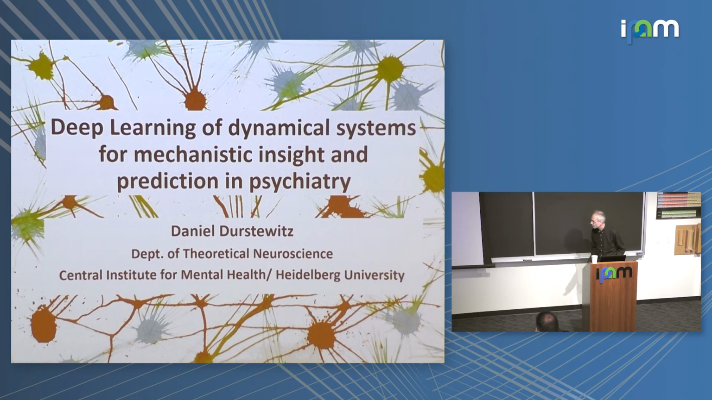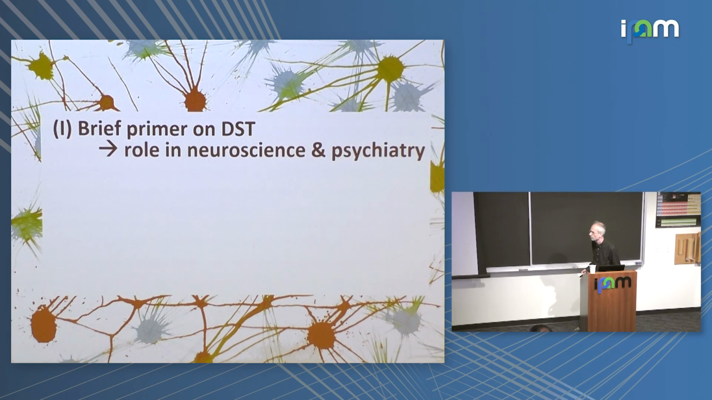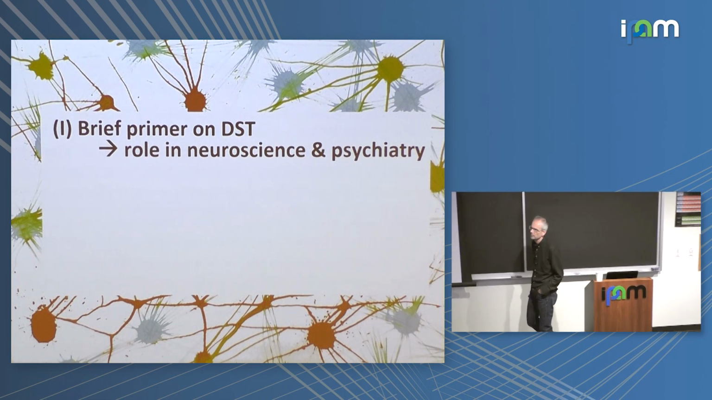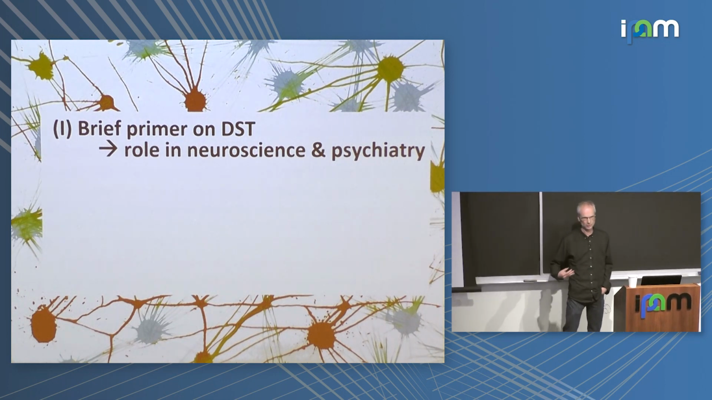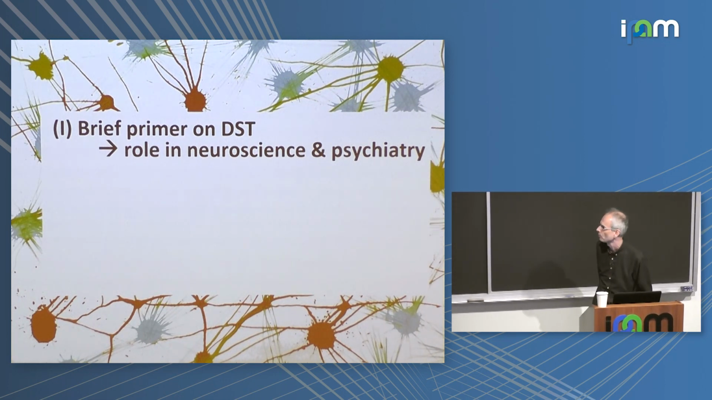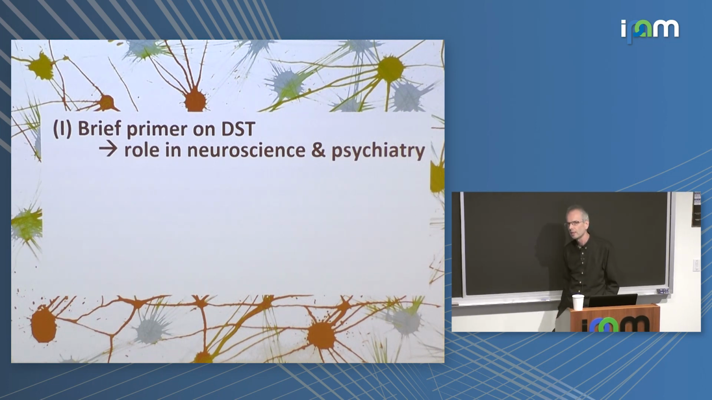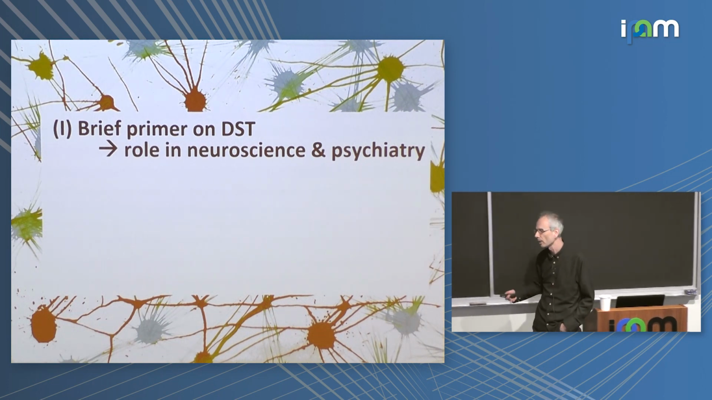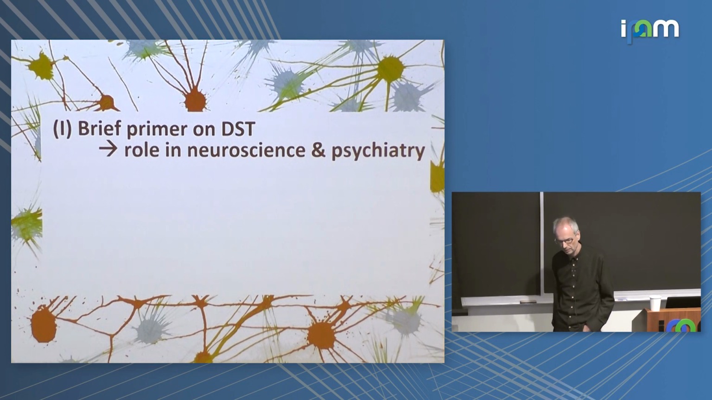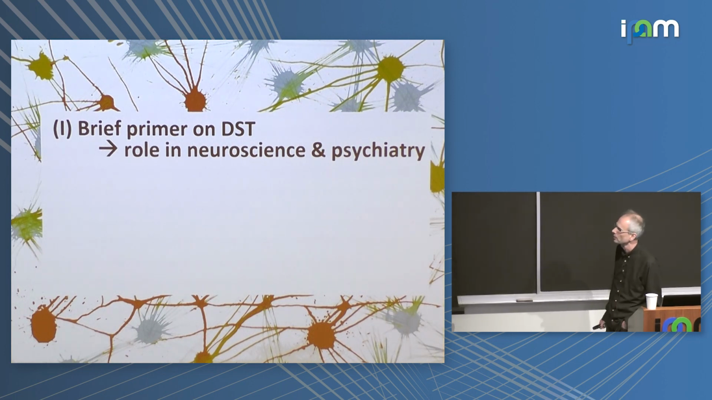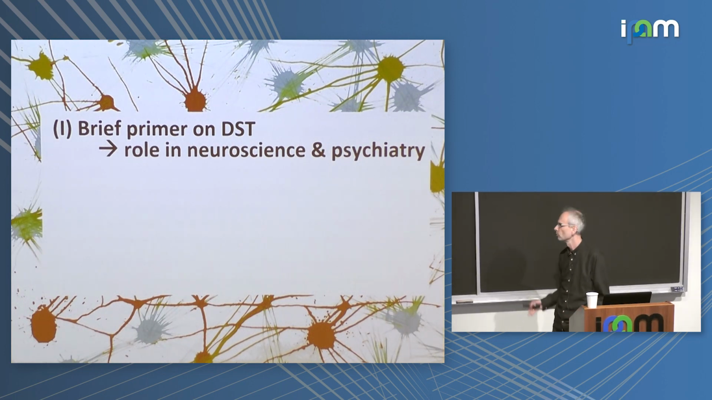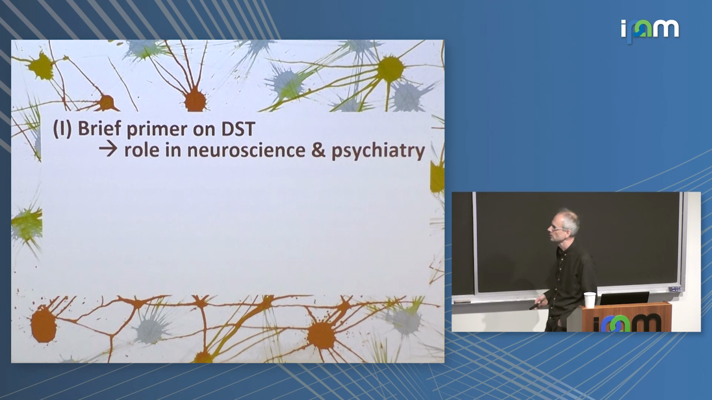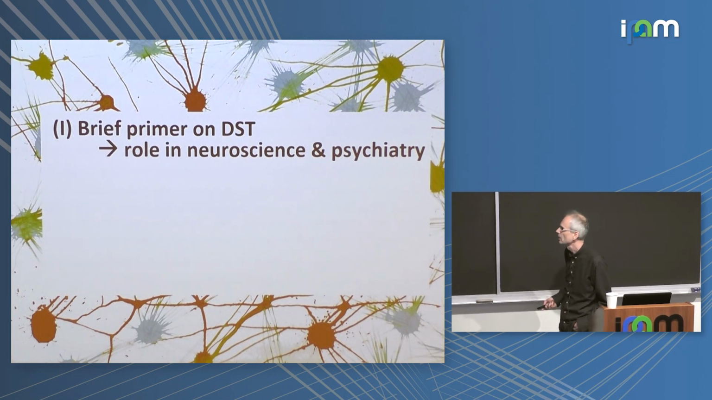Okay, so deep learning of dynamical systems. I want to start with a brief primer on dynamical system theory. I would assume that many of you are amply familiar with it, but for those of you who are not, maybe it's good to have at least some introductory slides. And for those of you who are, please forgive me that these slides are quite superficial, but I will make some connections to neuroscience and psychiatry.